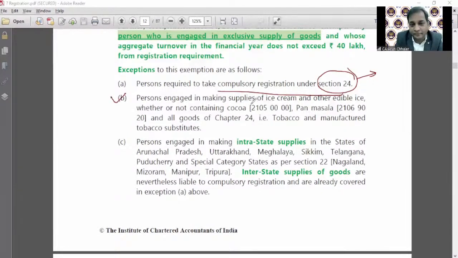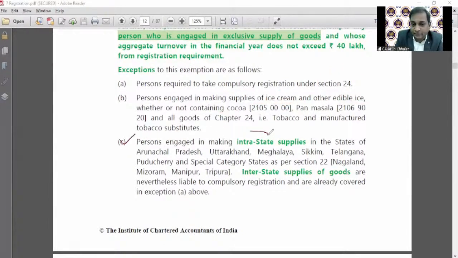And if a person is engaged in making the supply of ice cream or any other edible ice, whether or not containing cocoa, pan masala, and all goods of chapter 24, that is tobacco and manufactured tobacco substitutes. Ice cream, pan masala, tobacco. The limit would be the normal limit. Normal limit means if I am in a normal state, the limit would be 20 lakhs. If I am in a special category state, 10 lakh rupees.